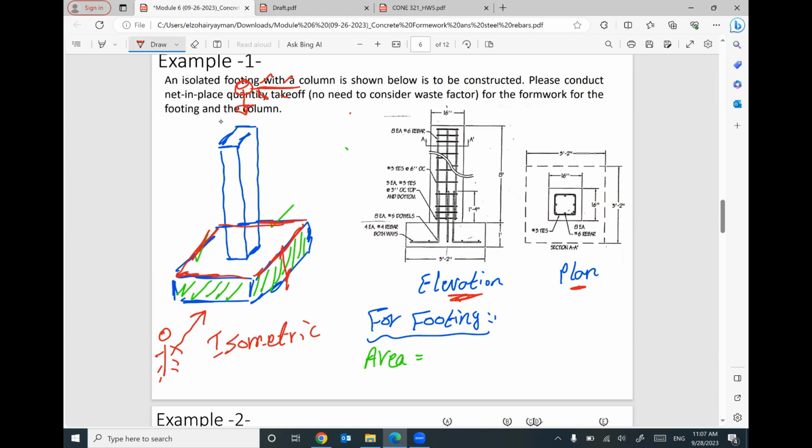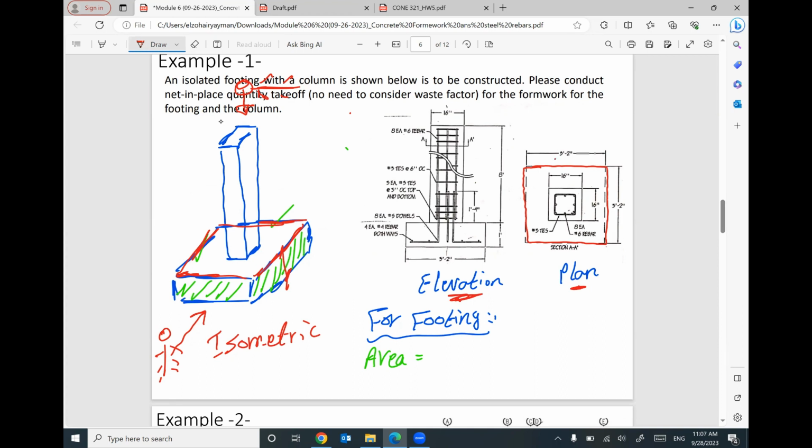Can you figure out this information from the given drawing? We should. From the plan, here is the footing. If you look at the plan of the footing, you can find the square. Is it square? Yes.